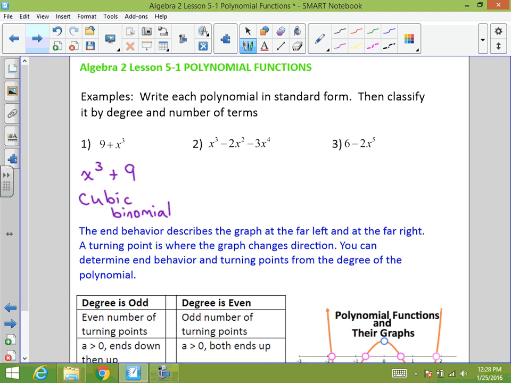Number 2 here, x to the third minus 2x squared minus 3x to the fourth. It's close to being in standard form, but the negative 3x to the fourth needs to go to the beginning, and the sign goes with the numbers, so it becomes negative 3x to the fourth plus x to the third minus 2x squared. It is 3 terms, so it's a trinomial. It's to the 4th power, so it's quartic. So it is a quartic trinomial.